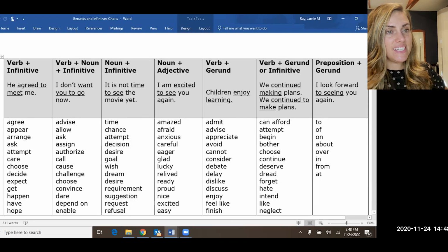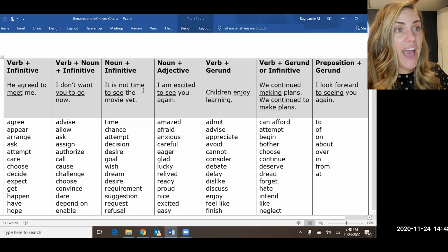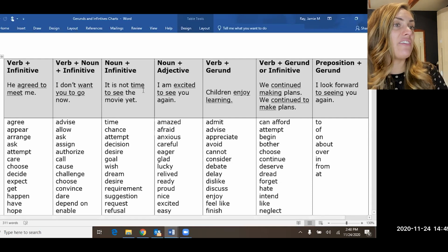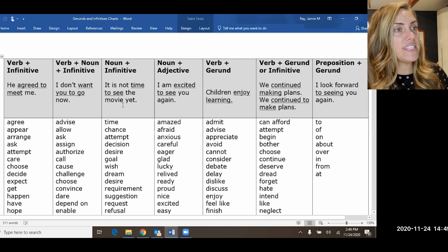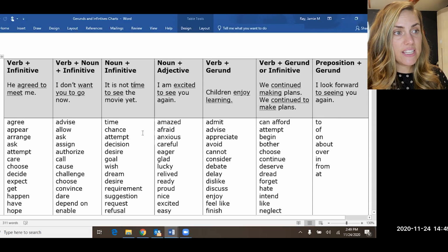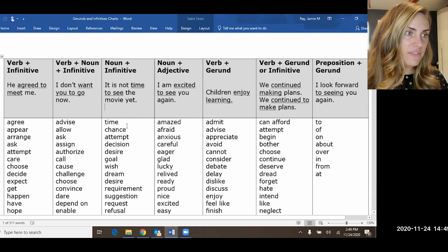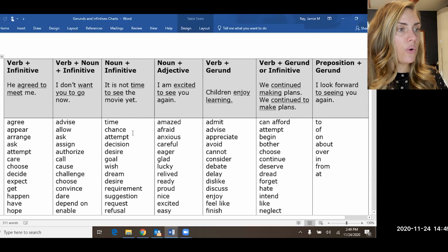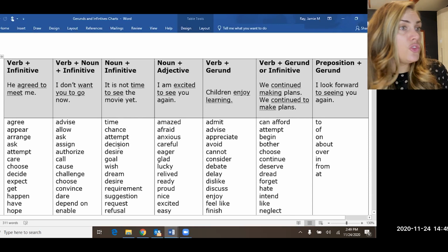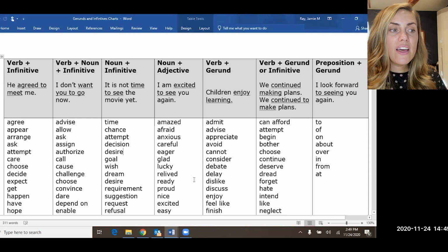So the next list, there's a lot, is when to use a noun plus an infinitive. So infinitives can be used after certain nouns. For example, it is not time to see the movie yet. Time is the noun. To see is the infinitive, okay? So it's not time to go. It's your chance to help. I'm going to attempt to call you. I have a decision to make.